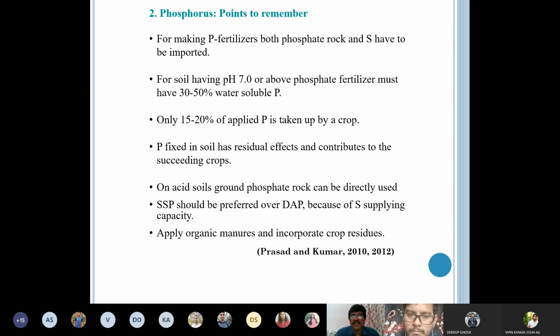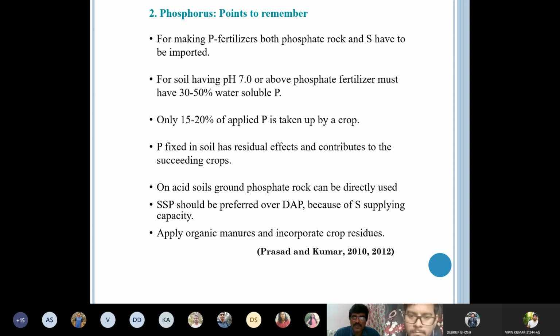Only 15 to 20% of applied phosphorus is taken up by a crop. So the use efficiency is very low. That means it will have some residual effect on the succeeding crop. So when we make a recommendation for the succeeding crop, we should take into account the residual effect also. On acid soils, ground rock phosphate can be directly applied. Single superphosphate should be preferred over DAP because it supplies sulfur.